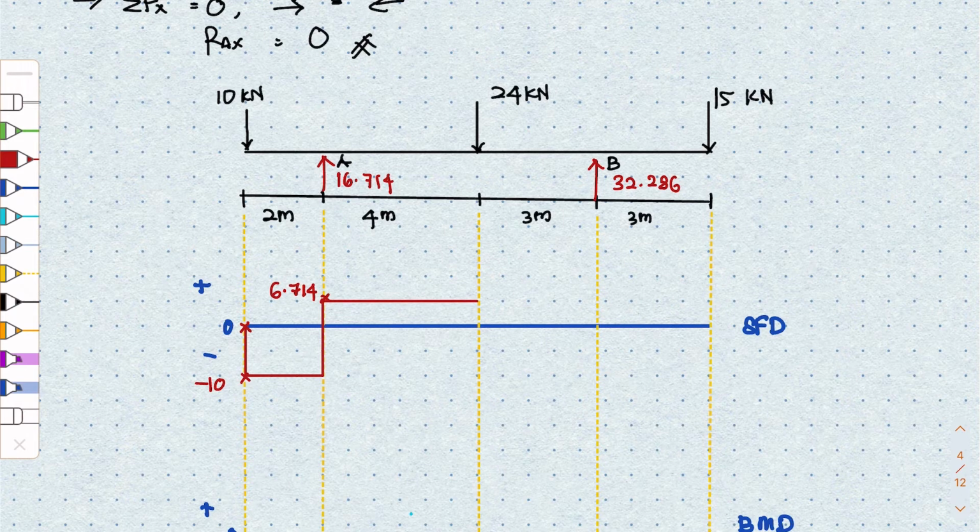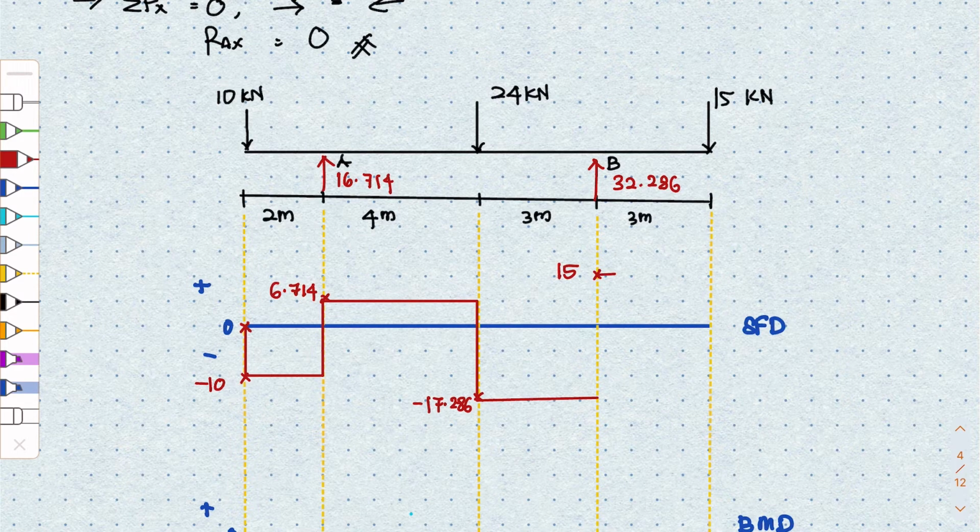Kita jumpa 24 going down. 6.714 minus 24. Then you will get negative 17.286. Next, there is no loading for the whole 3 meter. So go straight saja. And you will reach point B where there is a force going up as much as 32.286. So negative 17.286 plus 32.286, which you will get the positive value of 15.